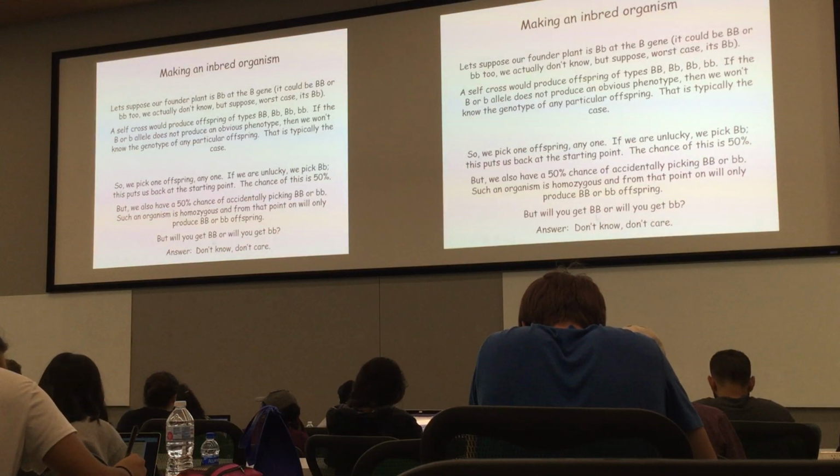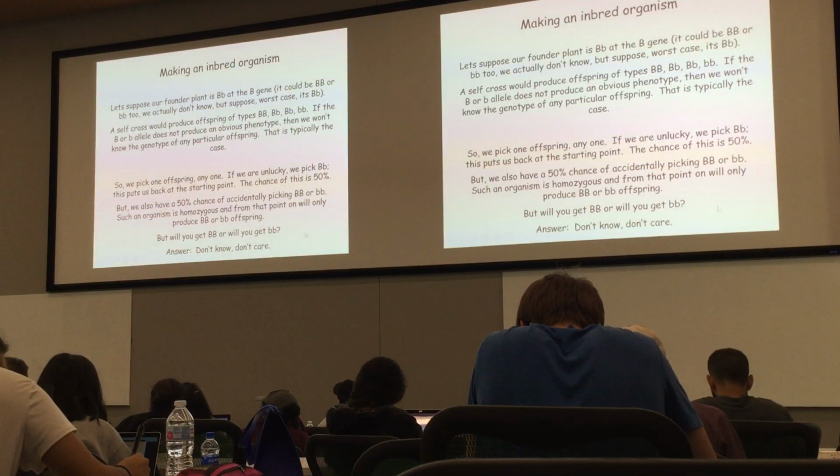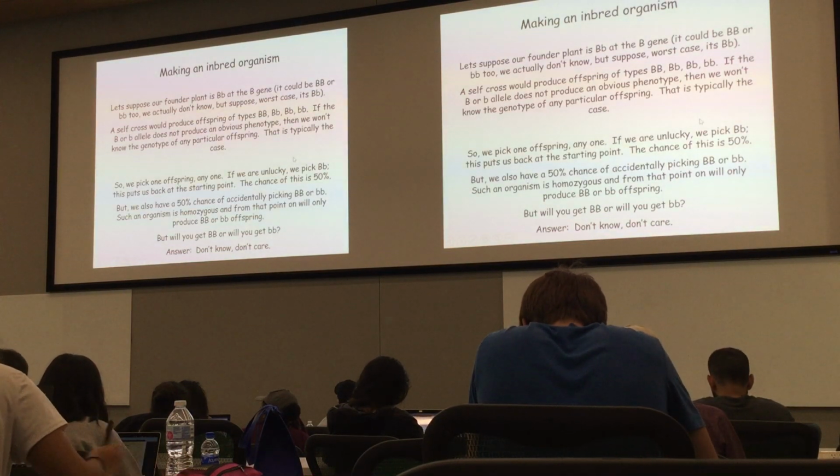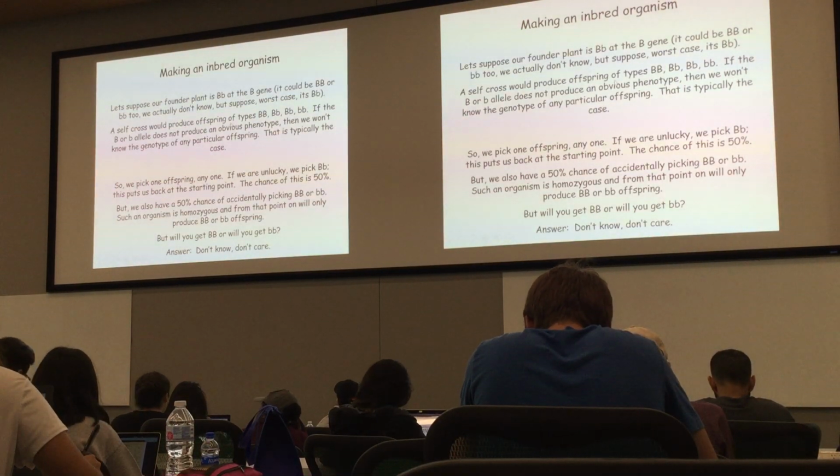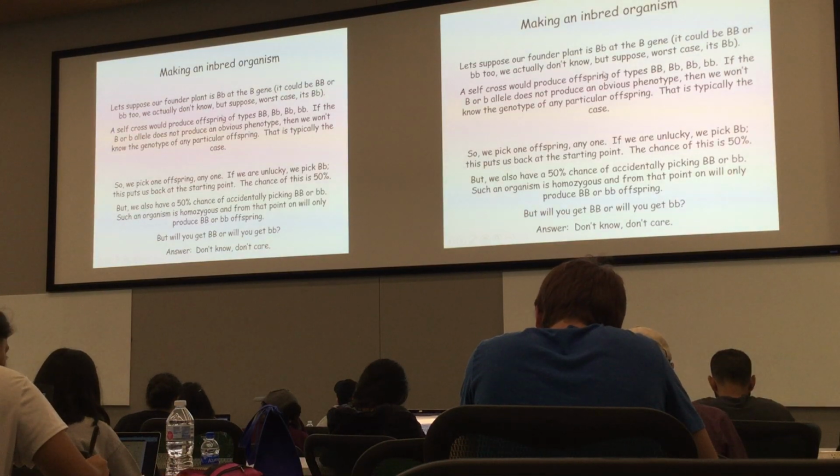Okay? Do you know whether you're going to get big B, or small b? No, you have no idea. You can't see the output of this gene. It's just a gene that does something for the plant. So you can't see it at all. You just rely on the statistics here to hopefully get yourself into homozygosity.